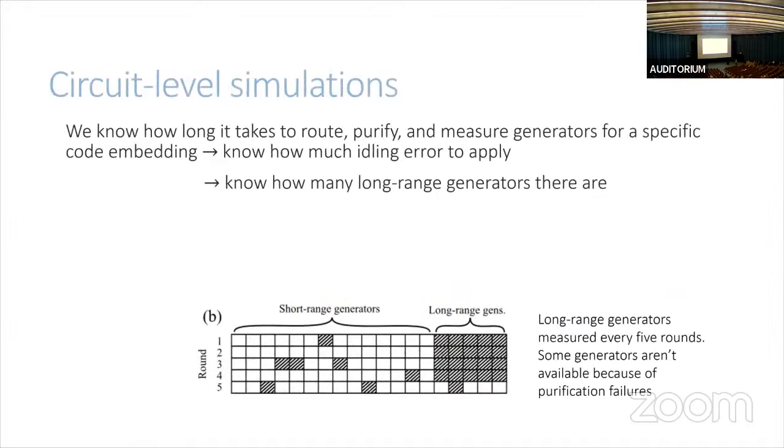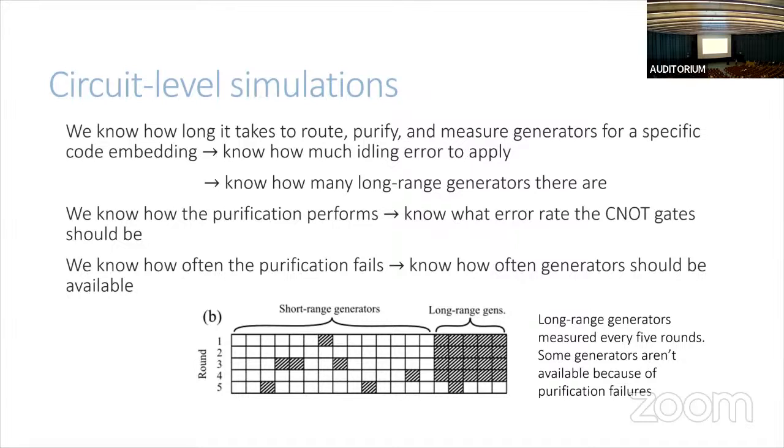Okay, so we've done all the building blocks and we're gonna put them all together into circuit level simulations to see how this performs. So we know how long it takes to route, purify, and measure the generators for specific code embedding. So we know how much idling error to apply. We also know how many long-range generators there are. Based on our purification scheme, we also know how well your purification performs. So we know what the resulting error rate of the CNOT gate is. And then we also know how often the purification fails. So we know when the short range generator or all the generators should be available.